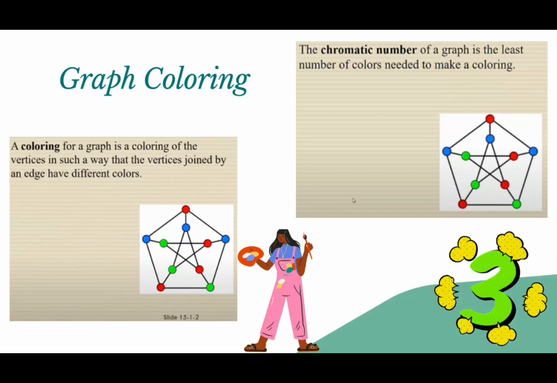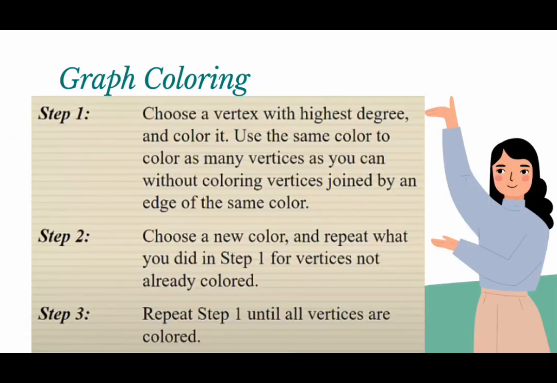Okay. Paano ba gawin yan? There are steps to do the graph coloring. Step one, you choose the vertex with the highest degree and color it. Use the same color to color as many vertices as you can without coloring vertices joined by an edge of the same color. Step two, choose a new color and repeat what you did in step one for vertices not already colored.